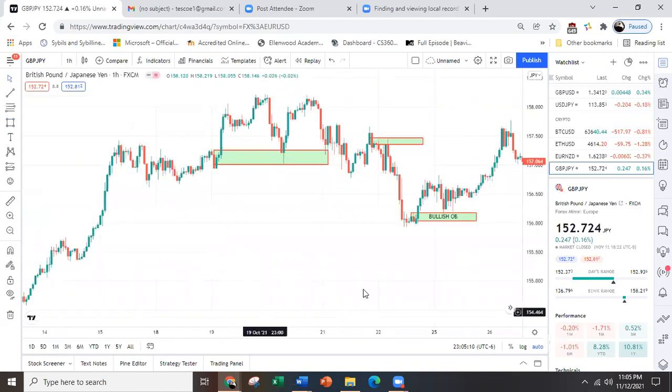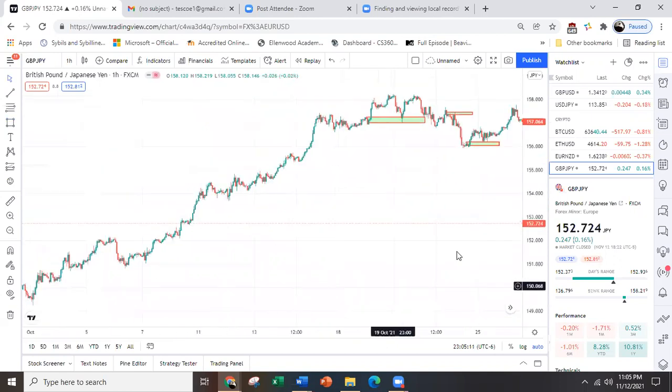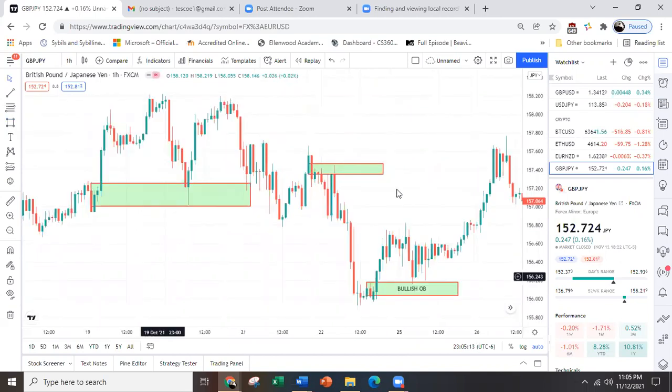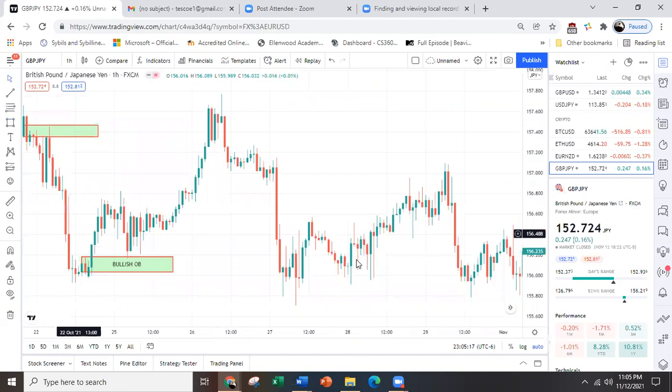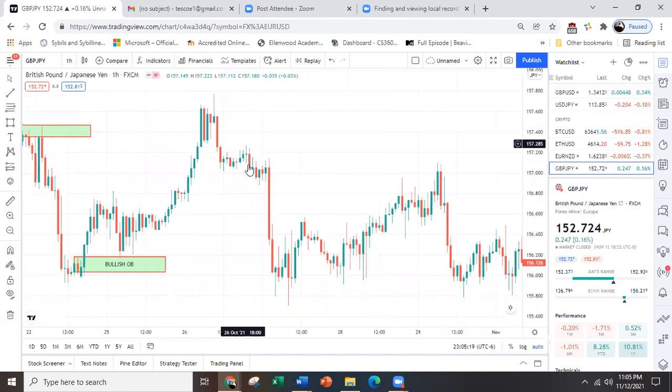Order blocks pop up on charts all day. It happens all the time on every single time frame. So if you're able to identify these specific candles, you'll definitely be able to wax the market's ass, and I ain't gonna cap.